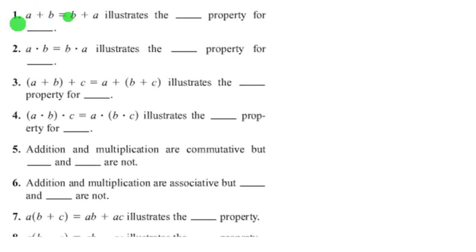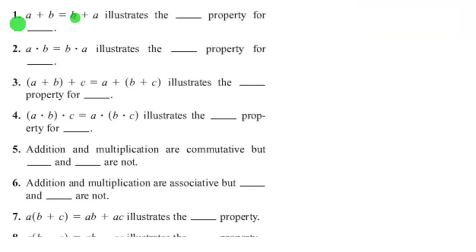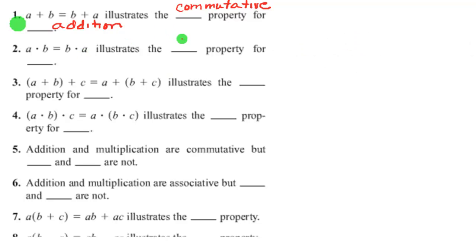Alright, now we have a series of problems. We're going to see which property. a plus b equals b plus a. Notice that our order has changed. Our numbers have changed locations. So that's our commutative property. And this time it's of addition because we have the plus sign. The second problem, again, our numbers have changed orders from left to right. When you look at the problem from left to right, a and b have switched order, so that's the commutative property again, of multiplication.